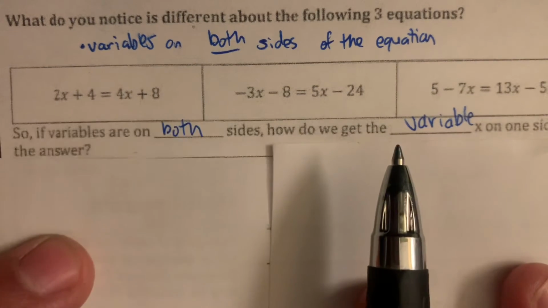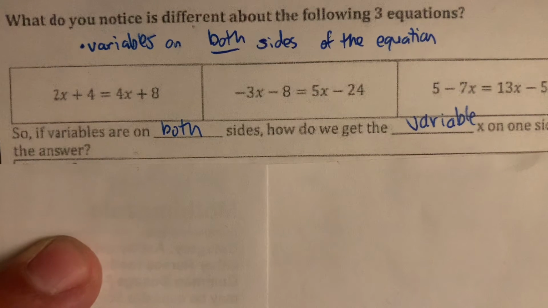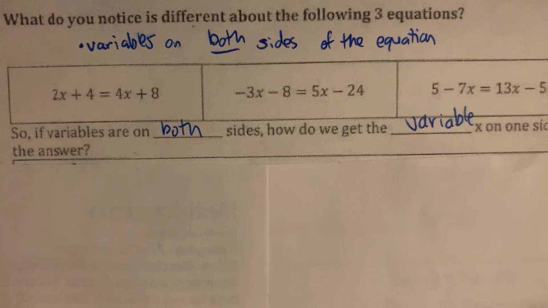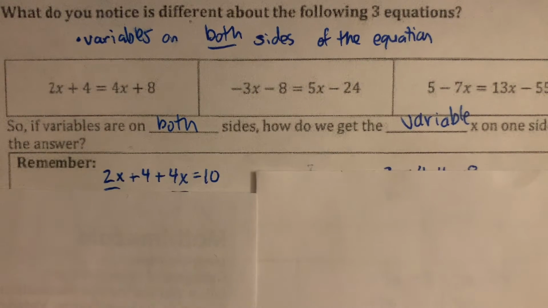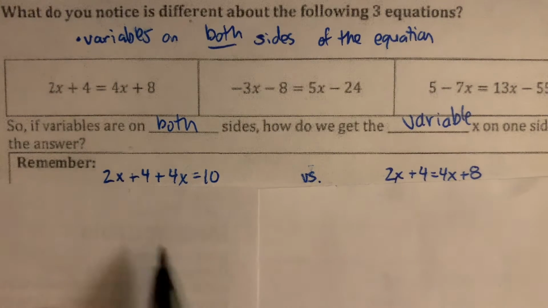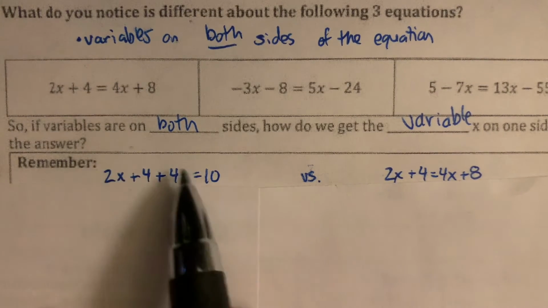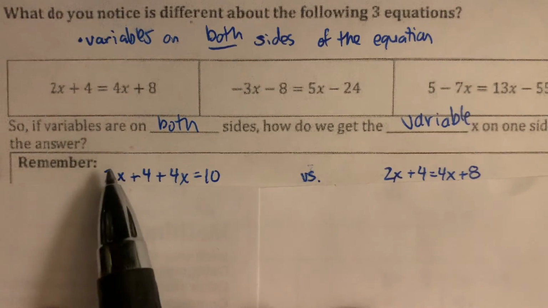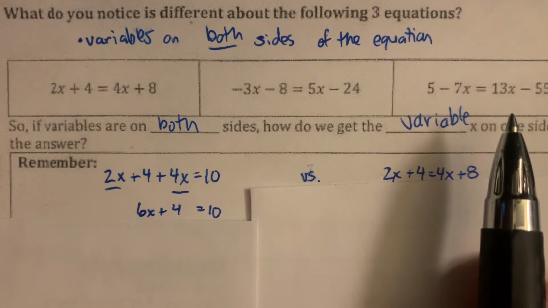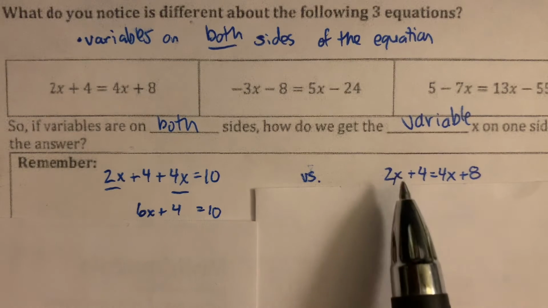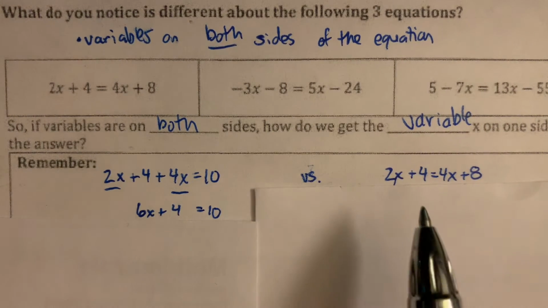And so we want to know, when we have variables on both sides, how do we get the variable x on one side for the answer? So we want to notice the difference when we have variables on both sides or variables on the same side. For example, here we have 2x and 4x on the same side of the equal sign. When they're on the same side like that, we just combine them like normal. So the 2x and 4x would combine to 6x plus 4 equals 10. But if they're on opposite sides like this, the 2x is on the left side of the equal sign, the 4x is on the right side of the equal sign, we have to do something else.